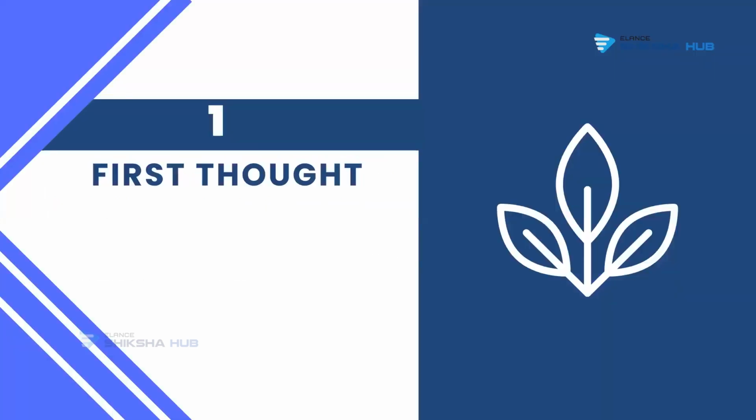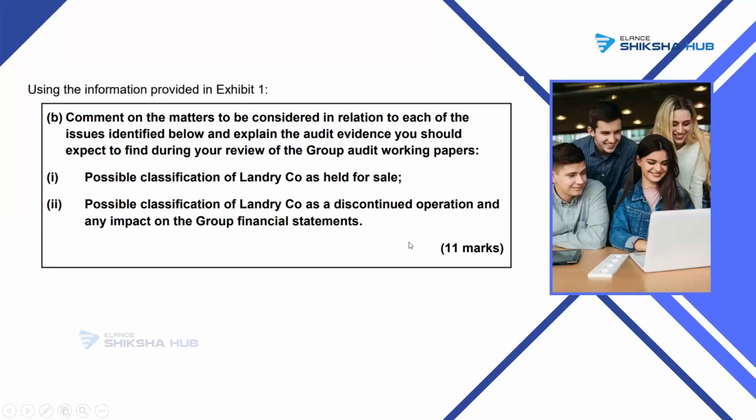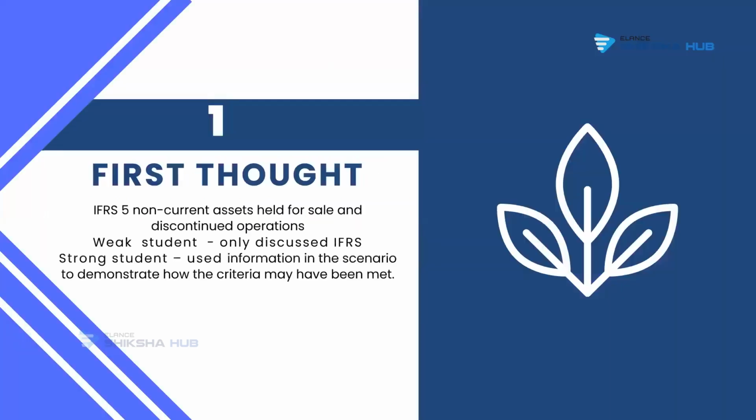Now the first thought after reading this question will be IFRS 5, because both the requirements relate to IFRS 5. Held for sale, discontinued operation. So my first thought would be IFRS 5. Now a weak student will discuss IFRS 5 at length. Literally, I have seen myself that every student will discuss it at length.